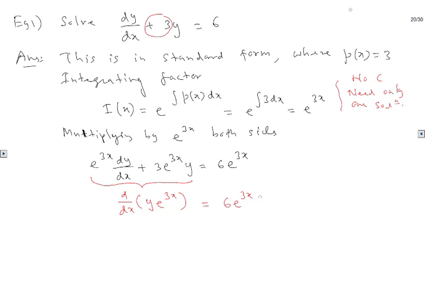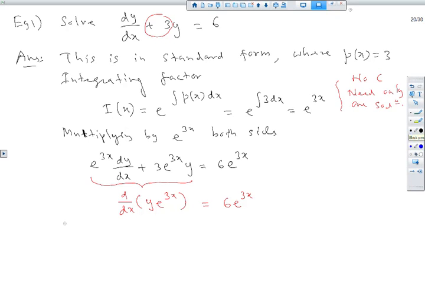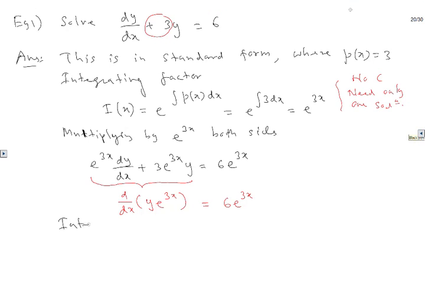What product? It is always y times the integrating factor. Now what we can do is integrate both sides. Integrating, we have y e to the 3x equals the integral of 6e^(3x) dx. This is a very easy integral. So this is simply 6 e to the 3x divided by 3 plus c.